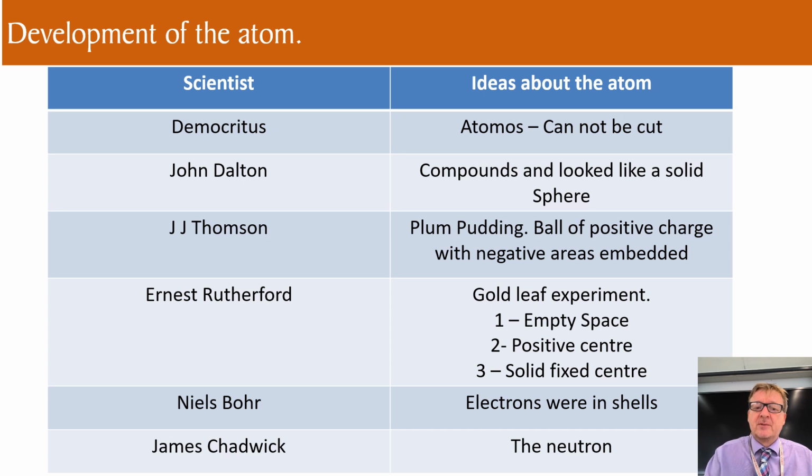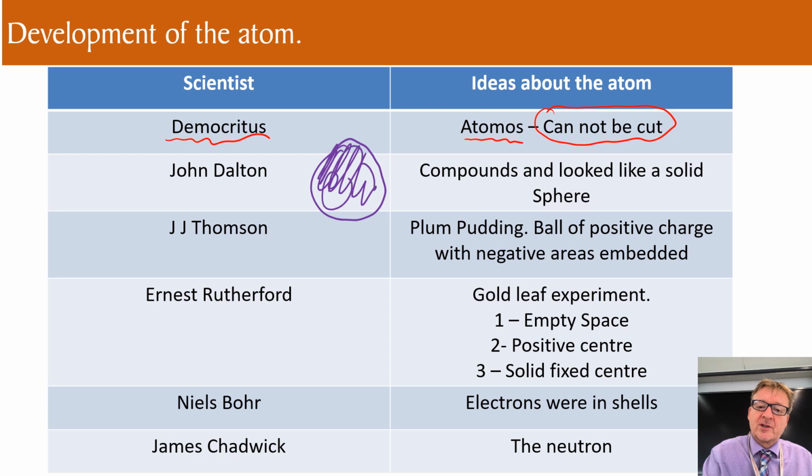Six blokes. First bloke is Democritus. He was probably 2,500 years ago, and he came up with the principle of atomos, which means cannot be cut. That is where the word atom comes from. John Dalton's idea in the development of the atom was that an atom was just a solid sphere, which is quite often what we end up drawing.